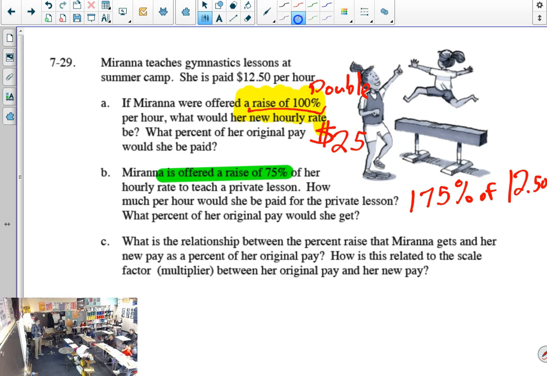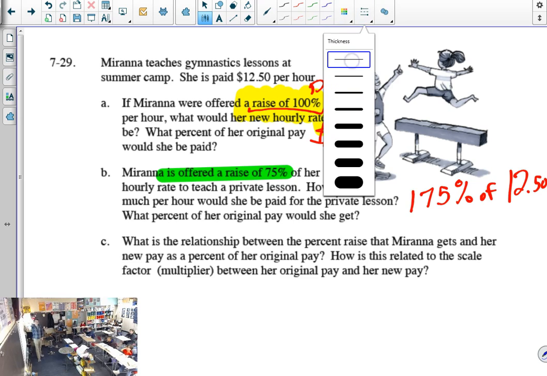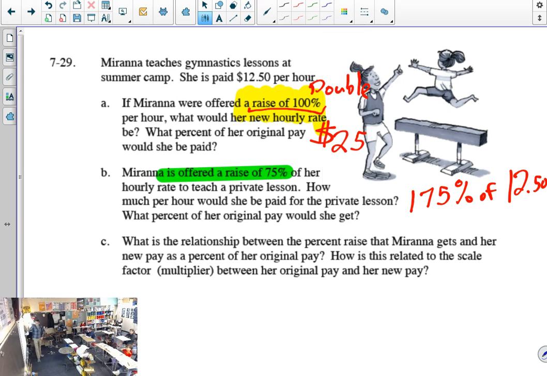So to do that in your calculator, what do we type in? 175 times. Just 175? Yep. 1.75 of, tells me multiply, the 1250. If you want to jump right to your final answer, you have to do the 100 and the 75 together.